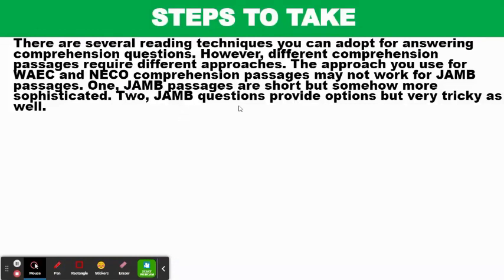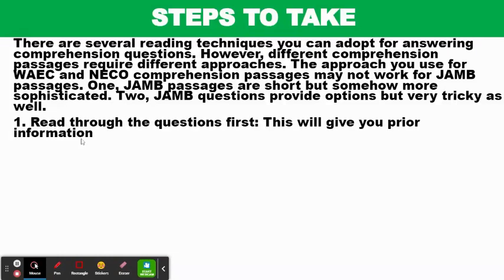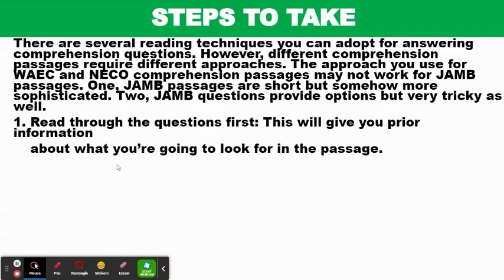And JAMB passages are short. They are shorter than WAEC and NECO passages. When you have post-UTME passages, sometimes they may have several paragraphs, okay? And the options are tricky. So that is one thing you need to understand. Now, what are the steps you should take? One, read through the questions first. This will give you prior information about what you are going to look for in the passage.